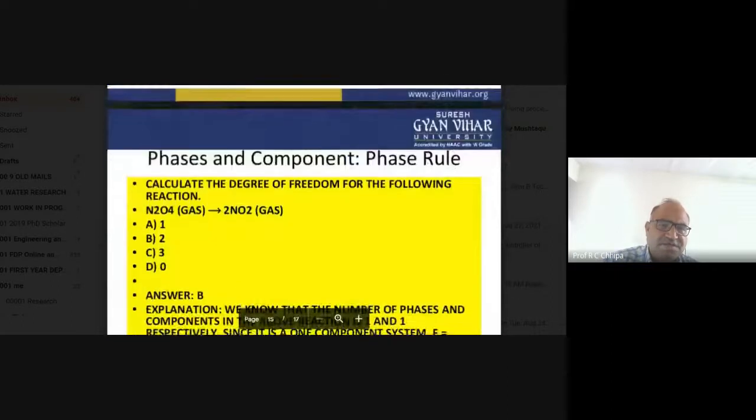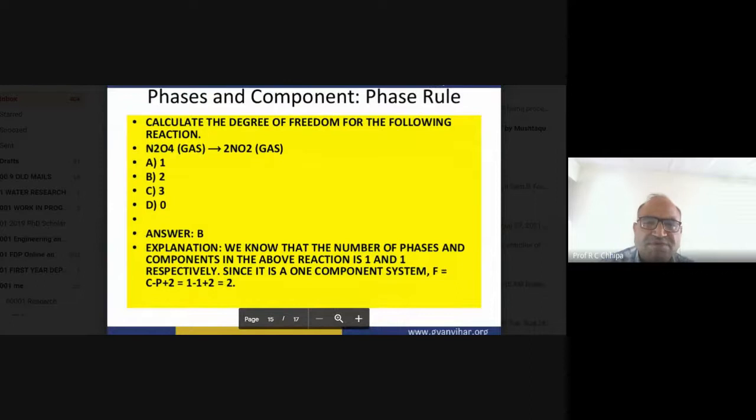So one less will be there. Now calculate the degree of freedom for the following reaction. Here the N2O4 gas is converted into twice of nitrogen dioxide gas.